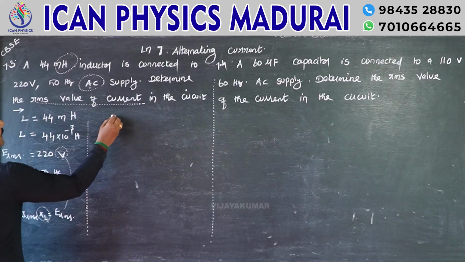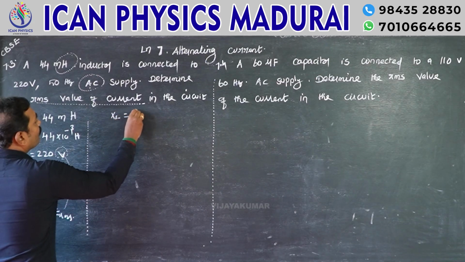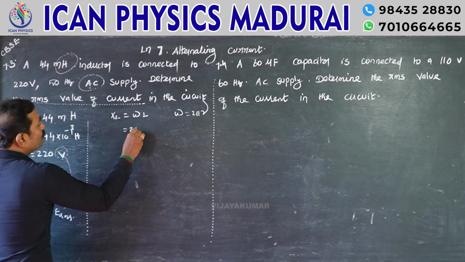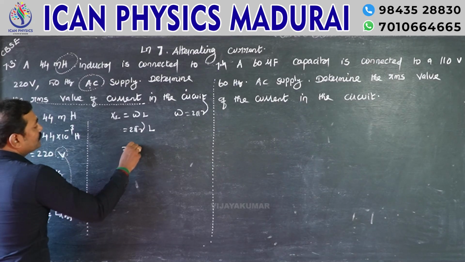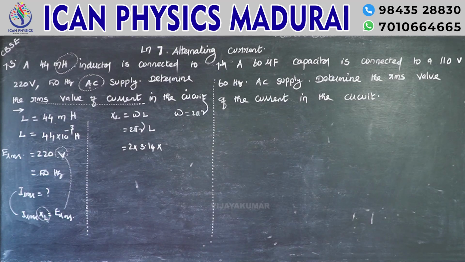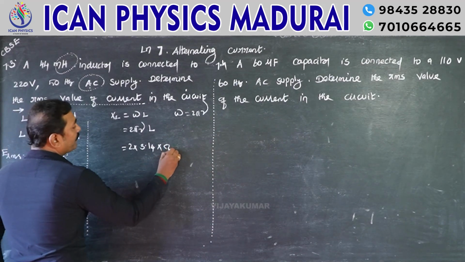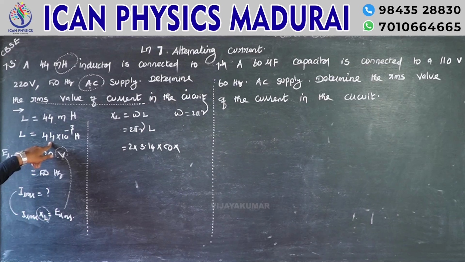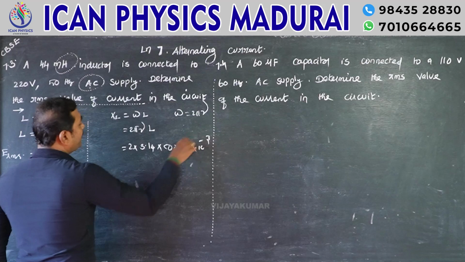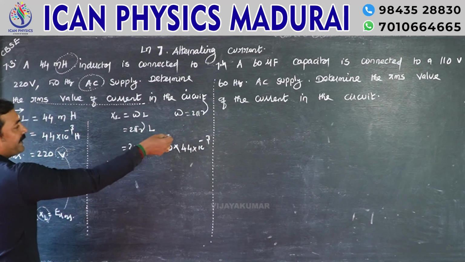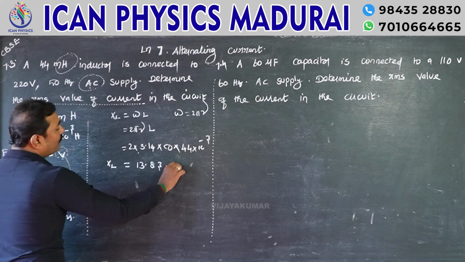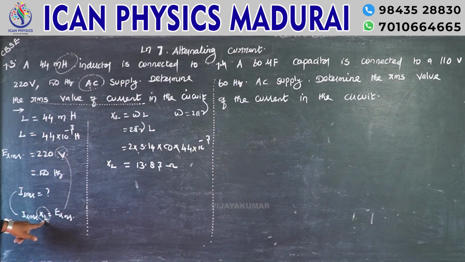So how can we calculate XL? XL equals omega L. What is omega? 2 pi mu. So 2 pi mu into L, that is 2 into pi, 3.14, into frequency. What is the value of frequency? 50, into L. What is the value of L? 44 into 10 to the power minus 3. When you multiply, you get 13.83 ohm. So now we have calculated the value of XL.